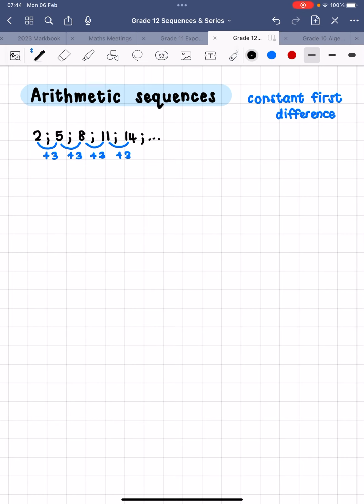Now, if you are asked to find the general term or the general formula of a sequence like this, you are going to use this formula. Tn is a plus n minus 1 times d. Now what each of these variables represent, Tn, like I said, is the general term or the general formula. A is the first term, so term 1. So if we're looking at our number pattern up here, then that would be A.